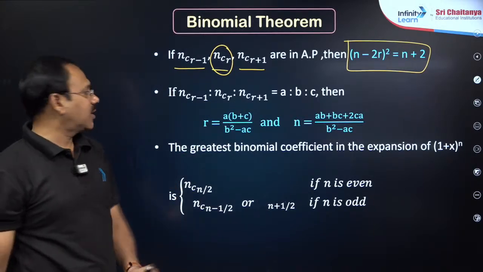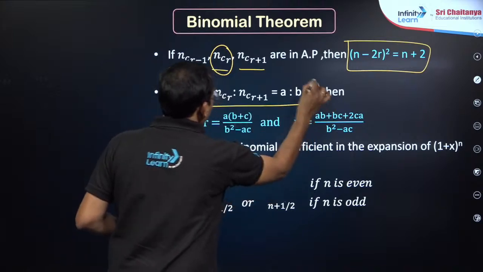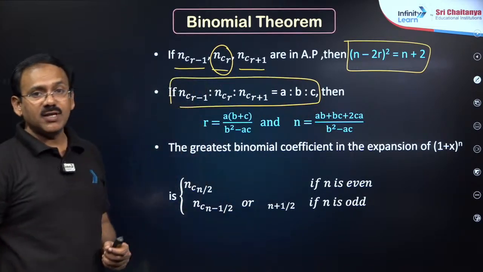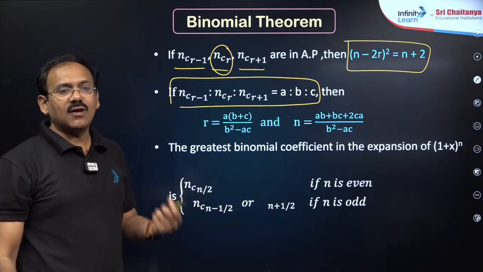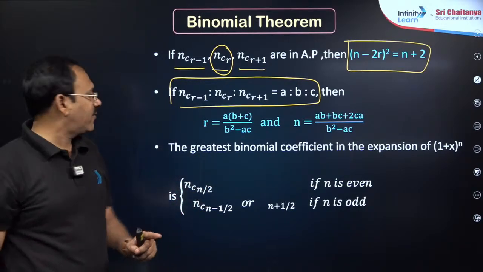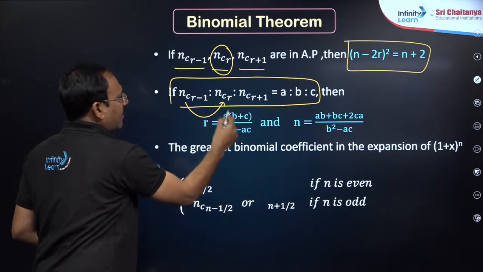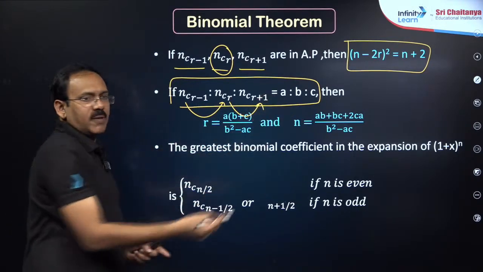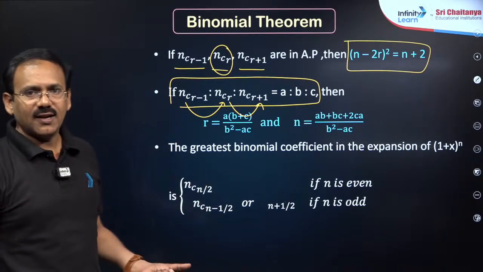It is almost important. Even, my dear friends, the ratio of three consecutive binomial coefficients is given, a is to b is to c. Then you may be asked to find the n value and r value. Here you can't find the shortcut anywhere in the other books, my dear friends. Actually, what you have to do is this by this is equal to a by b, this by this is equal to b by c. You will get two linear equations in n and r. You can solve to get n and r.